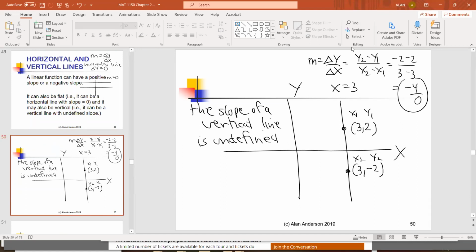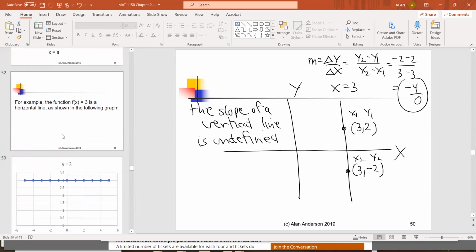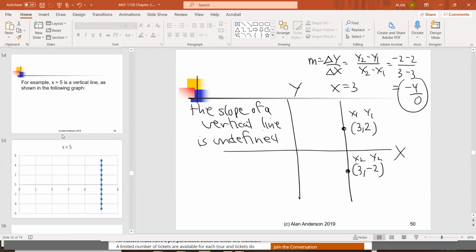So for a vertical line, the slope is undefined. The horizontal line is fine, it's just 0. But here, the slope is undefined. But I'm hoping you can see why, because the delta x will always be 0, and that will lead us to the one thing we must never do, and that is, of course, divide by 0.